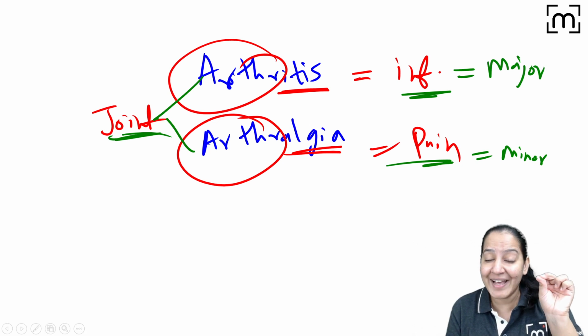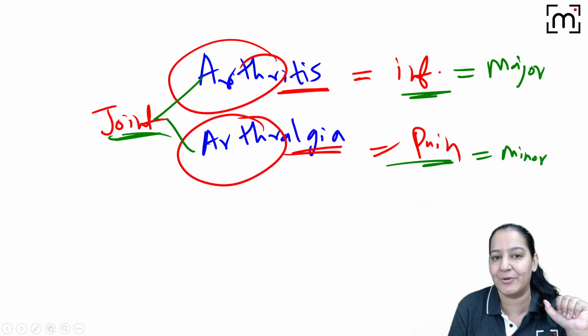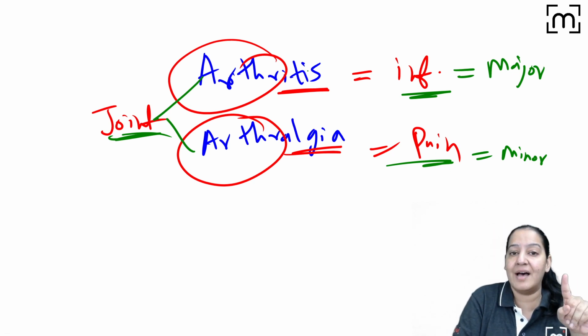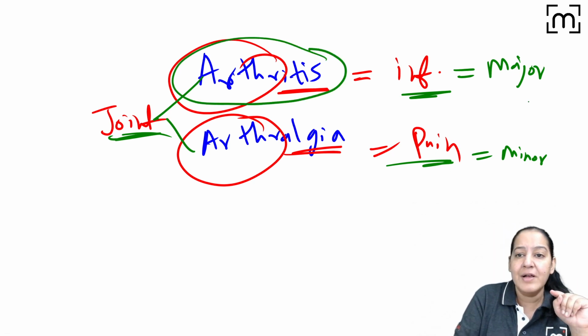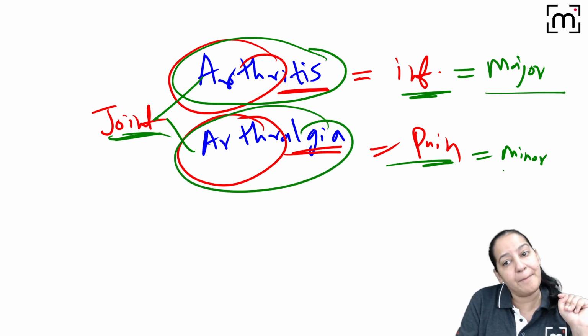So you have to take these subtle differences, you know, for solving the MCQs. Now if the question in the exam asks whether arthritis is major or minor, the answer is major, and arthralgia is minor.